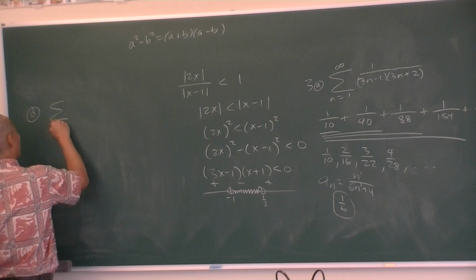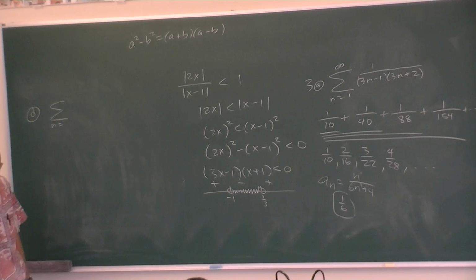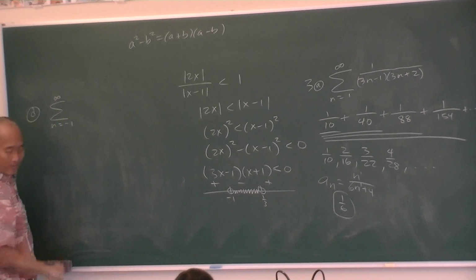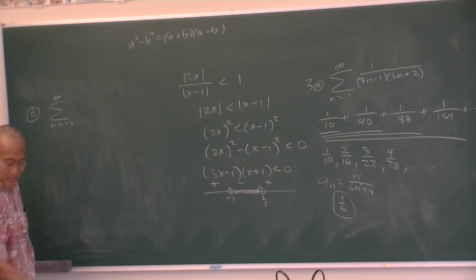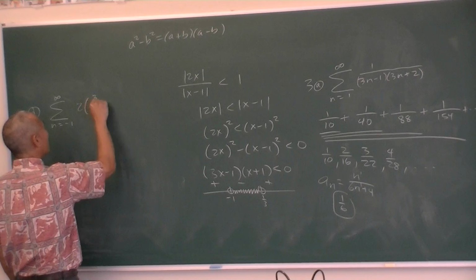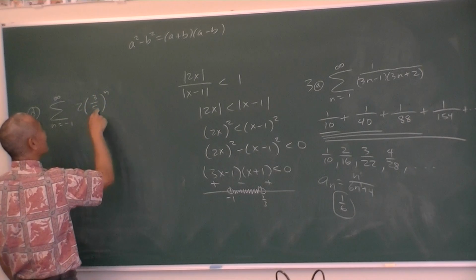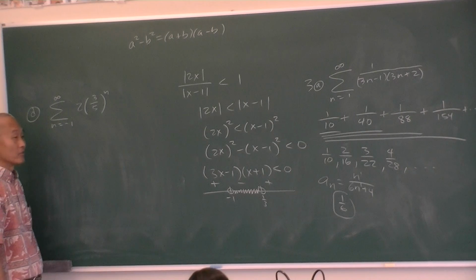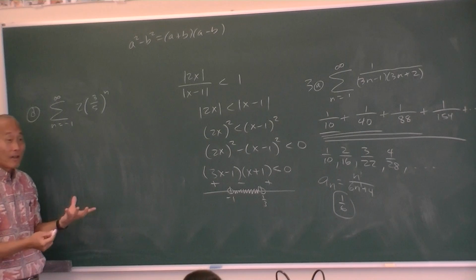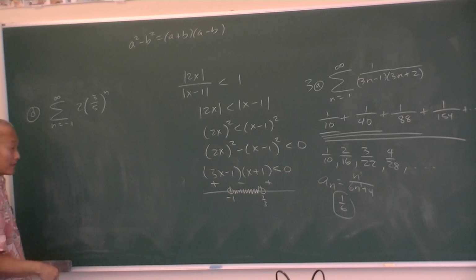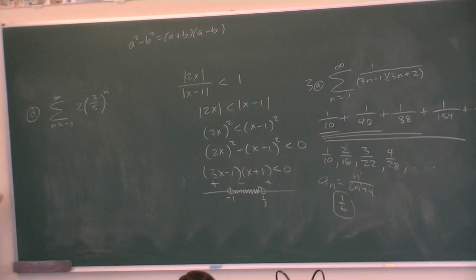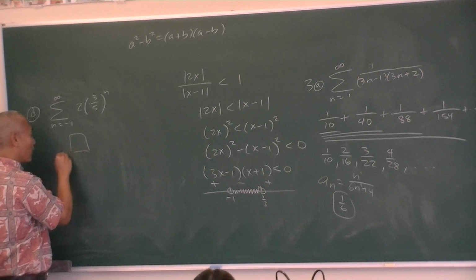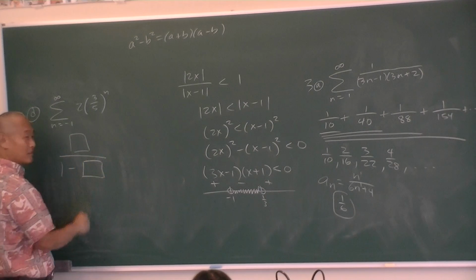Okay, the sum from n equals something to infinity of 2 times (3/5) to the n, with the minus 1 in the exponent. What kind of series is this when you have a number to the n power? This is geometric. What's the common ratio? 3/5, the number in the parentheses. Is the absolute value of that less than 1? Yes, so in an infinite geometric series, what's the formula? First term over 1 minus r.